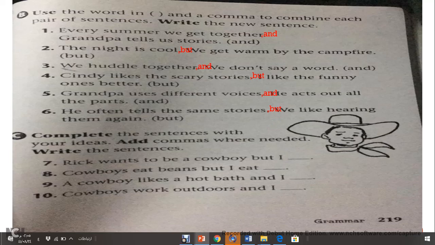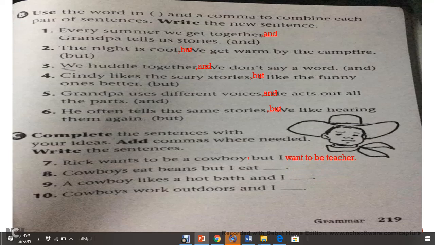Question C: Complete the sentence with your idea, add a comma where it's needed. We will use now your mind. Rick wants to be a cowboy, but we have here but, and we have I. That means we will start the complete sentence. That means we must use the comma first of all. But I, for example, want to be a teacher.